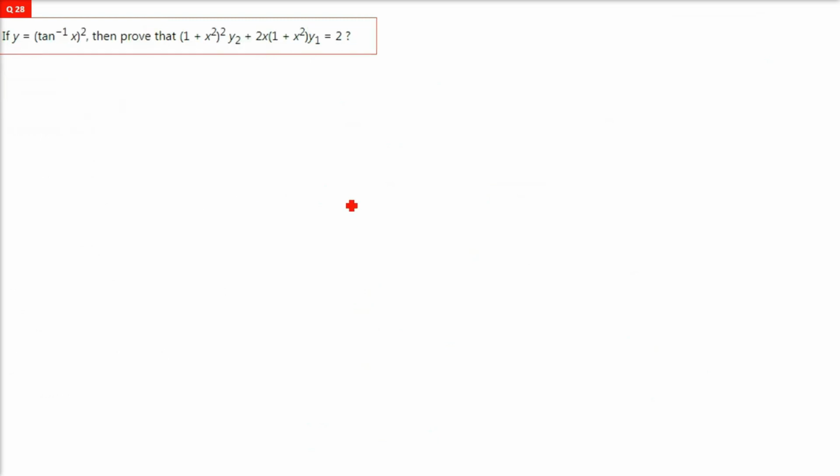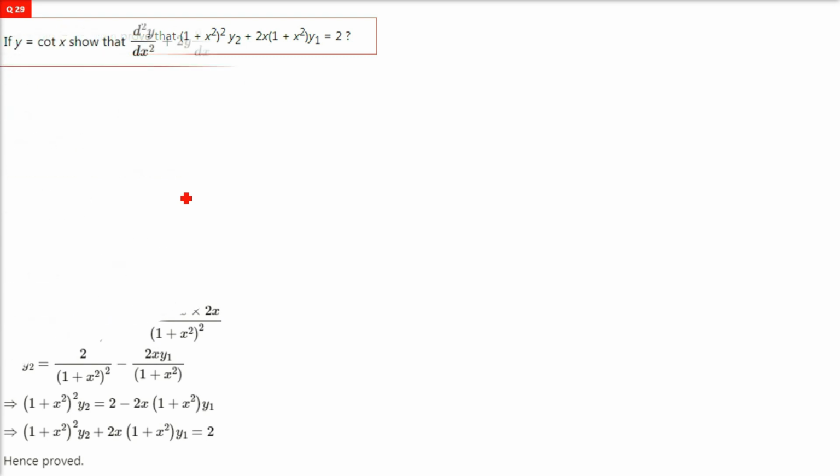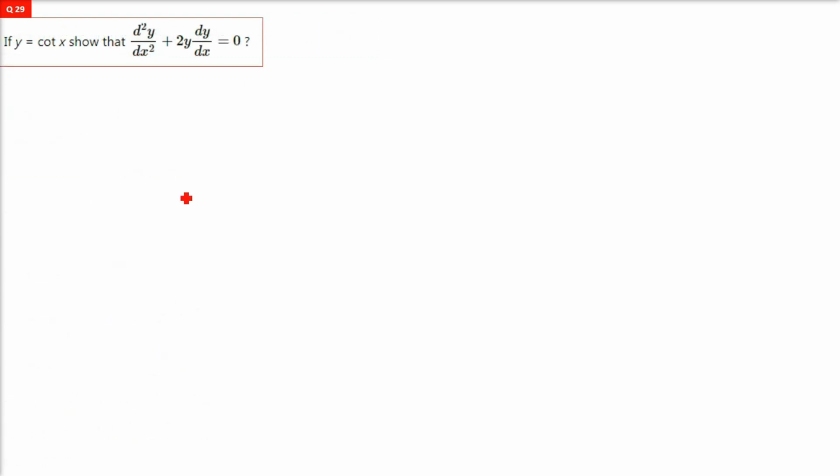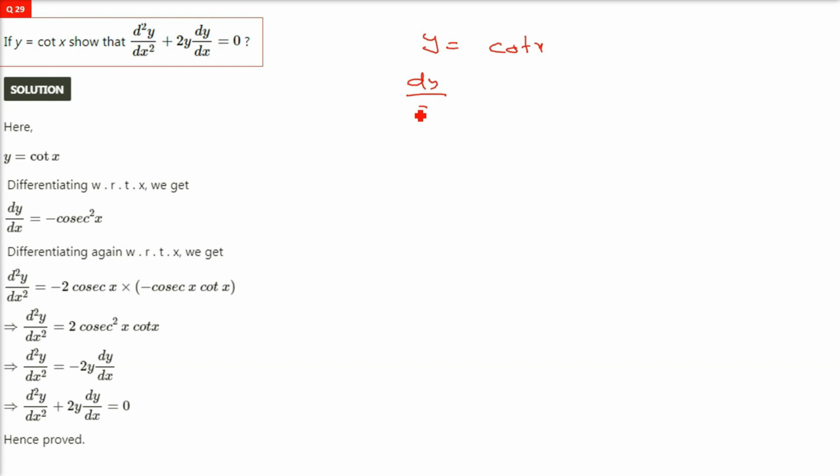Y equals tan inverse x whole square. This question we have already done, so I'm just going ahead. I've presented the solution if you want to do it again. Y equals cot x, this also we have done, but just to recall, because this is quite easy, I'll just do it. Y equals cot x, differentiation is minus cosec square x. There is no trick at all here. There is just differentiation twice.